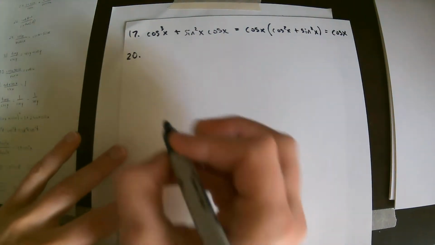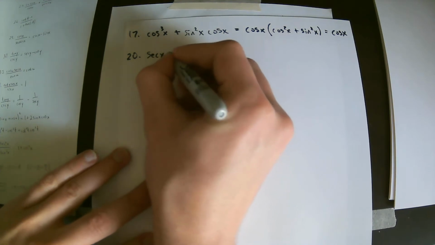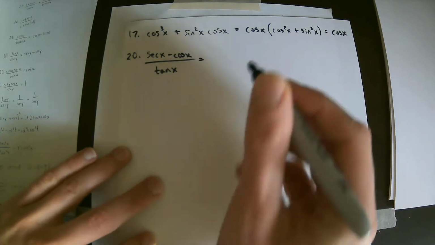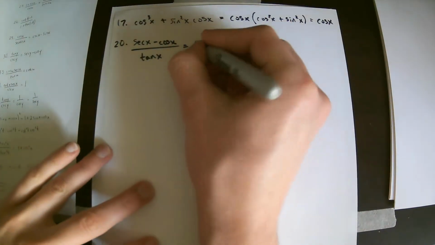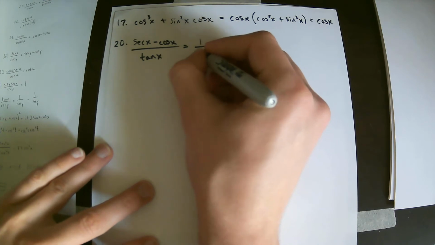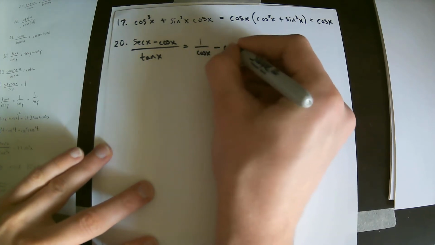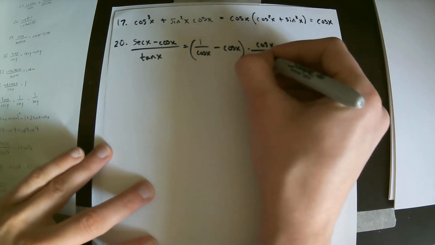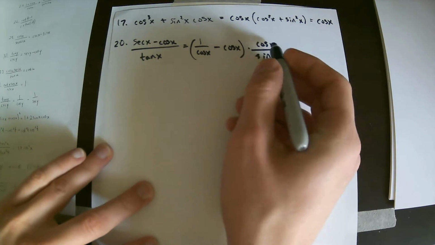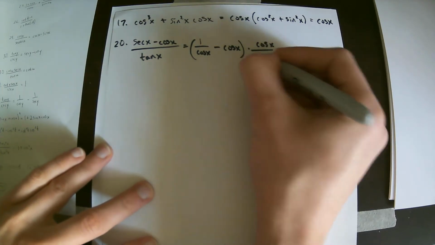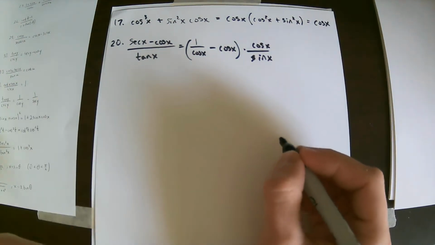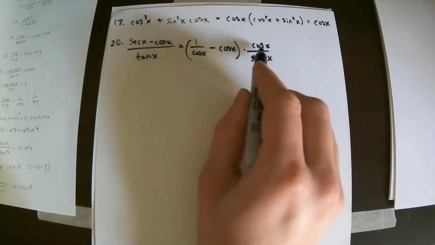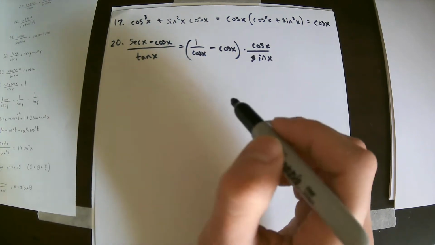Let's see. 20 is secant x minus cosine x over tangent x. That's going to be 1 over cosine x minus cosine x times cosine x over sine x. It's the 1 over tangent coming in, cosine over sine. And then I could get a common denominator in here, but I think I'm going to go ahead and distribute this in. I think that's going to clean up things faster.